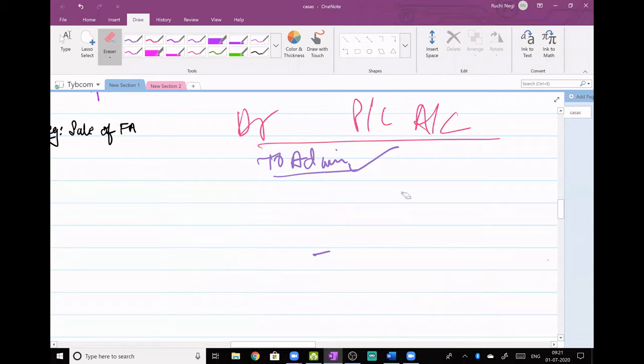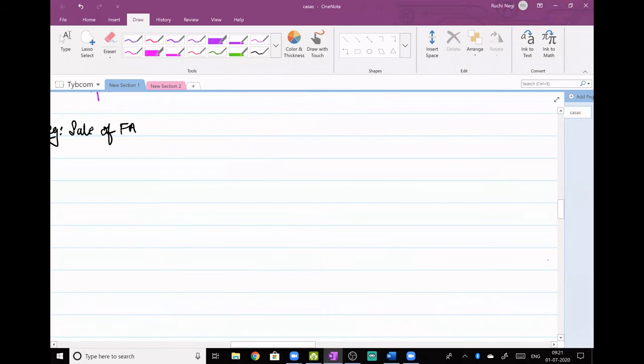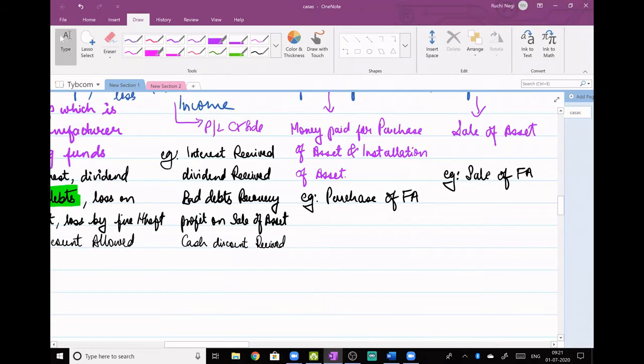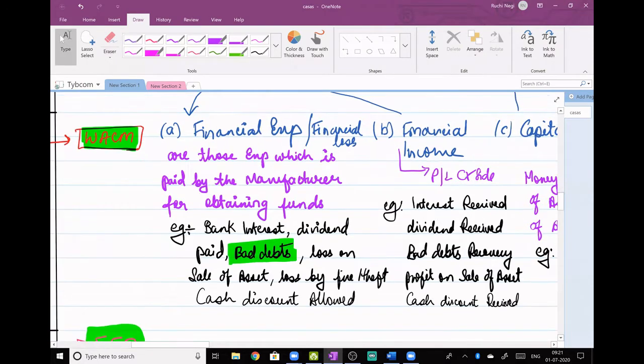So non-cost items, the first thing is what? Financial expenses. Okay, that's my P&L account debit side. Now what are financial expenses or financial loss? I've written it in a short and sweet meaning. Financial expenses are those expenses which are paid by the manufacturer for obtaining funds. Now what do you understand by this word, for obtaining funds?